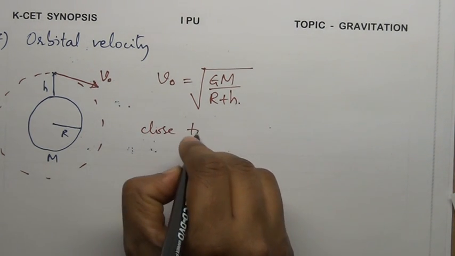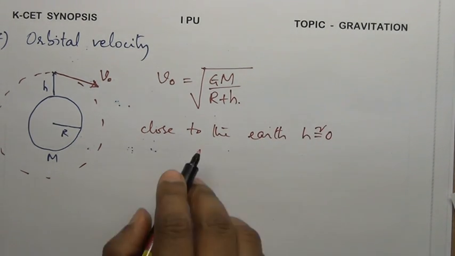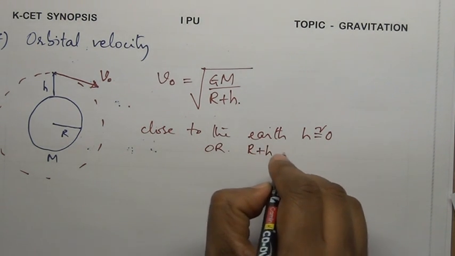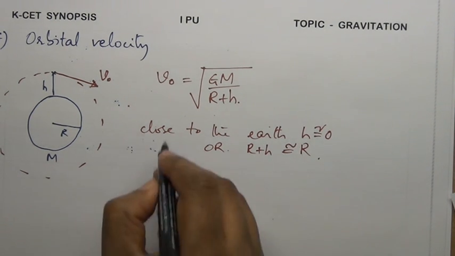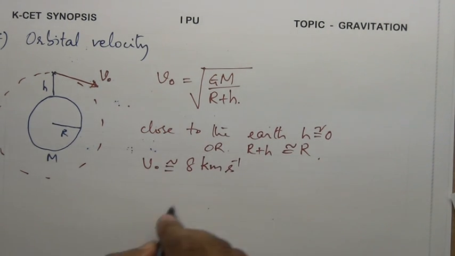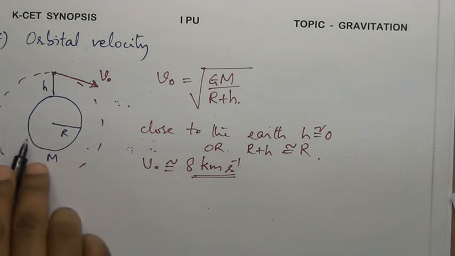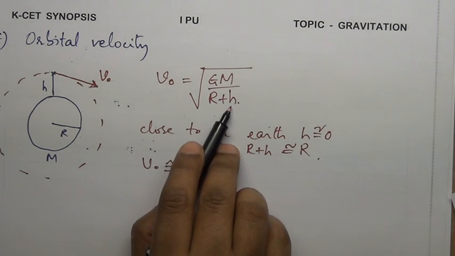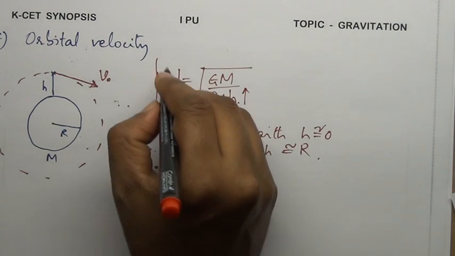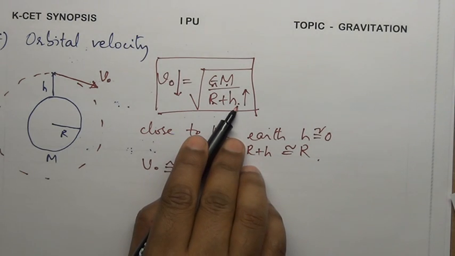Close to the Earth, h is approximately 0. Okay, if h is approximately 0, or r plus h is approximately equal to r, then orbital speed is about 8 km per second. So it's better to remember these numbers. Very close to the Earth, orbital speed is about 8 km per second, and with the increase in h, orbital speed decreases. So this is the expression for orbital speed. 4 terms: G, M, r, and h.